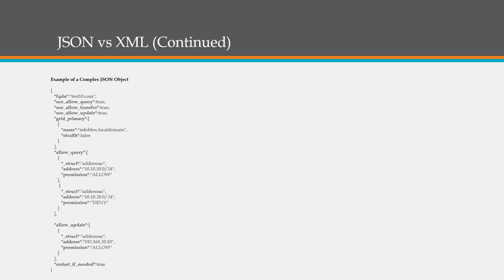In this case we have only one object, but it can have n number of objects, like we see in the next one, allow query. Here again it has square brackets, which means it's an array, and there are two JSON objects defined in that key. Allow update is also an array which has one JSON object. And finally, we have restart if needed. That's a simple key value, and that value is a Boolean value.